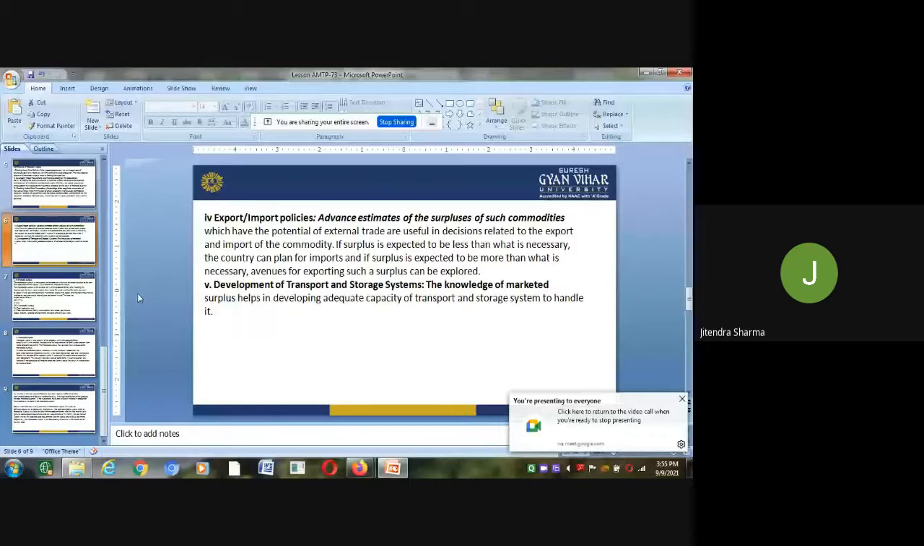So export-import policies are also decided by the advance estimate of the surplus of the commodities that producers have. What is the surplus we have? What we don't have? Sometimes we have to import, sometimes we have to export. So that has to be managed by the government and the state agencies while they have the correct information regarding this.